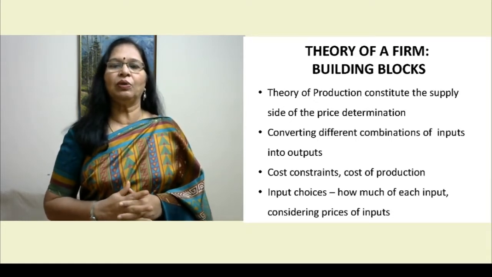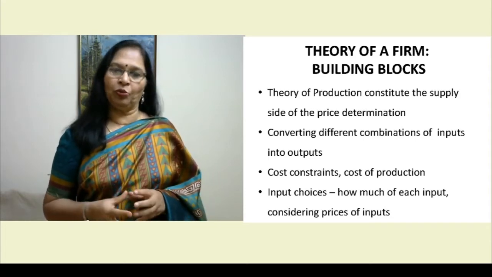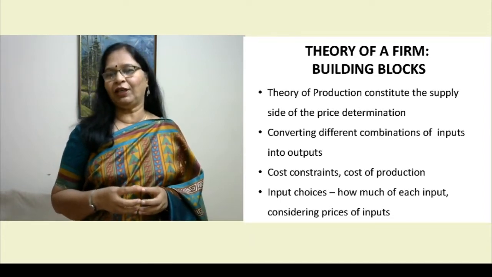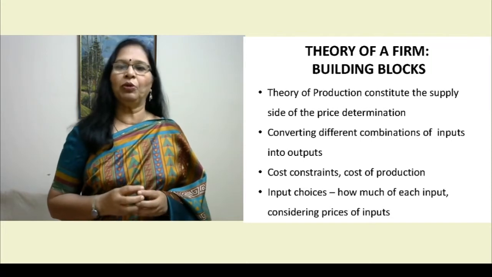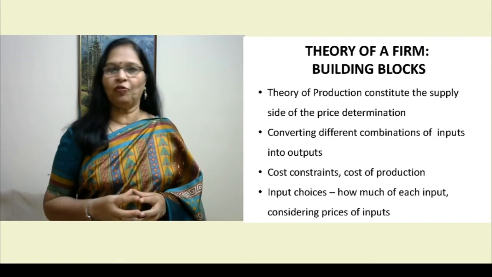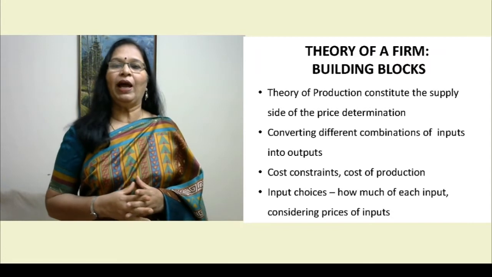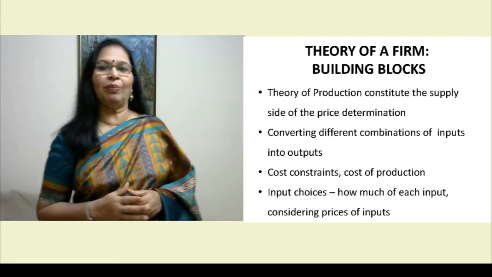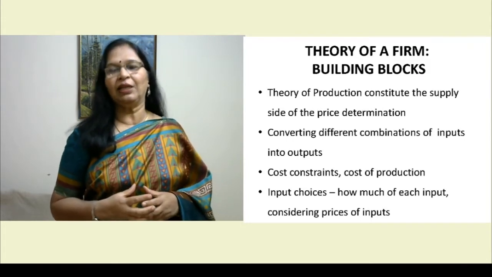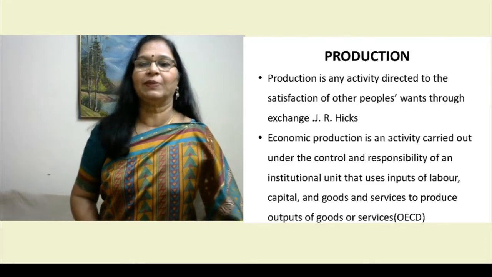The theory of production constitutes the supply side for price determination. It is also about converting different combinations of raw material into outputs. How does a firm get engaged in this activity of converting inputs into outputs? What constraints may a firm have? What is the cost of production? It may want to produce more; can it? What choices does it have about inputs? What kinds of inputs, and what combinations of inputs can the producer employ to carry on his production activities?